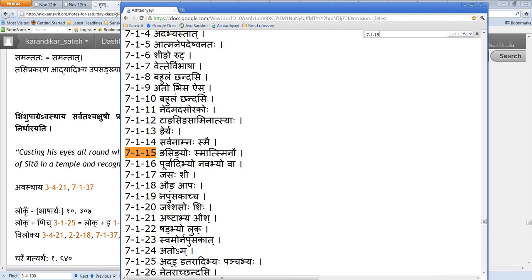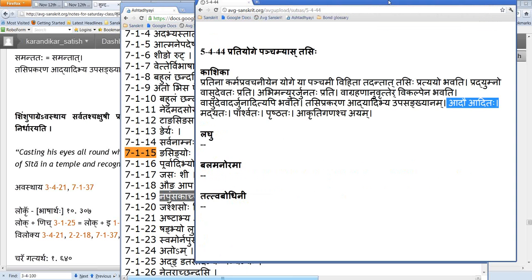This one. I don't remember the sutram. Napumsakacha. Aunga apaha. Right? Napumsakacha. So Jashashi. Aunga apaha. Napumsakacha. So following Napumsakam, the angam, the aung, which is the au and the out, takes the shi adesh.